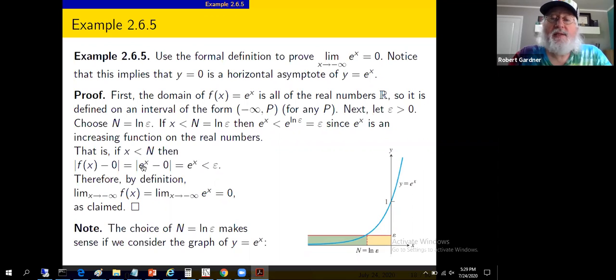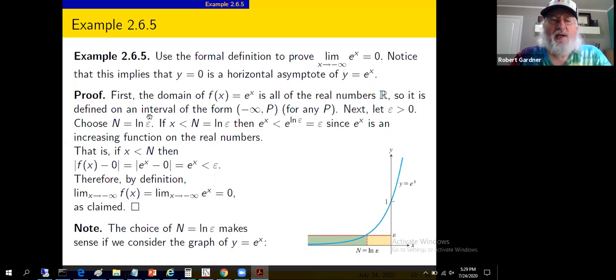And e to the x is the function we're interested in, the f of x function, and the alleged limit L is 0. So we've got the absolute value of f of x minus L is less than epsilon. x less than n implies f of x minus L less than epsilon. That's the very definition of the limit as x approaches negative infinity, negative because of the x less than n. The limit as x approaches negative infinity of e to the x equals L equals 0. So there's a proof by definition.